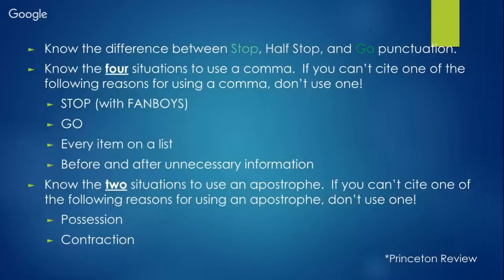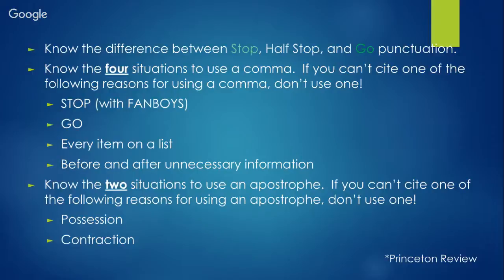Now let's talk punctuation. You need to know the difference between stop, half stop, and go punctuation. Know the 4 situations to use a comma. Know the 2 situations to use an apostrophe. First, know the 4 situations to use a comma. If you can't cite one of the 4 following reasons to use a comma, then don't use one. Use it with either stop, like fanboys, go, every time it's on the list, or before and after unnecessary information.